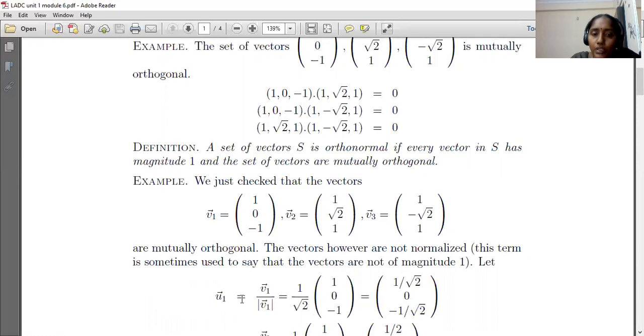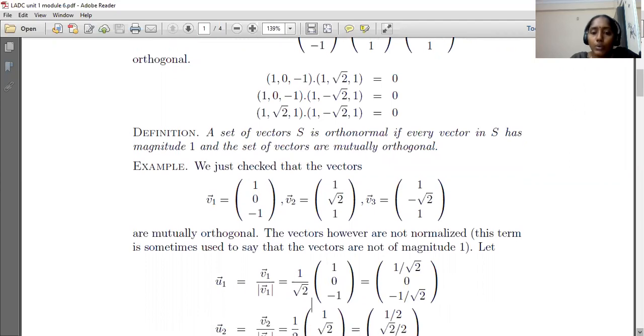For that, u1 is equal to v1 by modulus of v1. That means we just divide a vector by its length. v1 is an orthogonal vector, so v1 by modulus of v1. The modulus of v1 is the square root of 1 square plus 0 square plus (-1) whole square, that means root 2. So 1 by root 2 into v1, that is (1, 0, -1), gives (1 by root 2, 0, -1 by root 2).